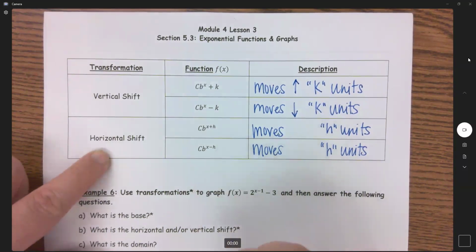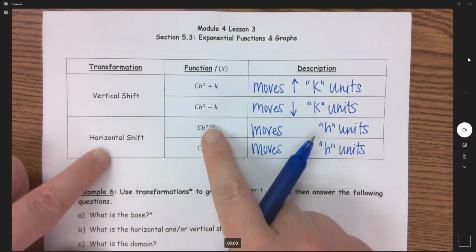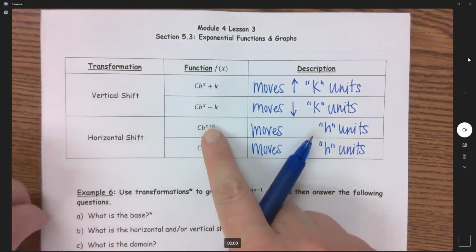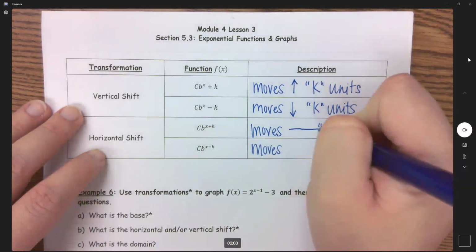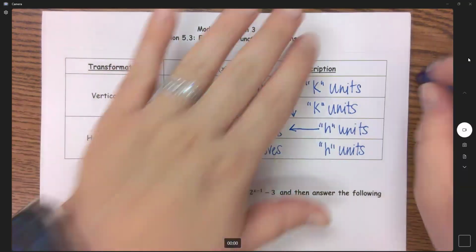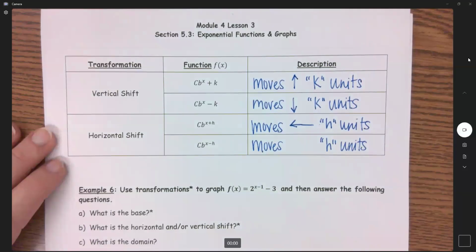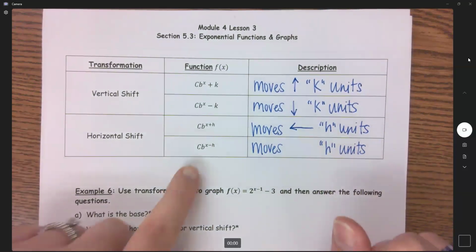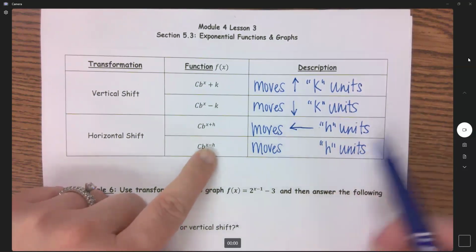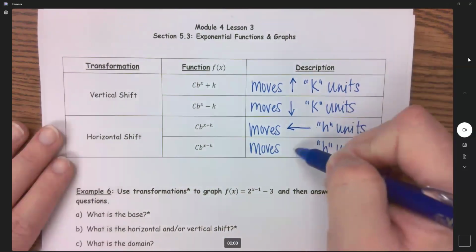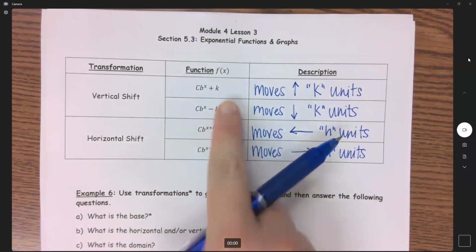Horizontal shifts are opposite of what we think. So when I have c times b, and now in my exponent position is x plus a number, we think of plus as going to the right. This will go to the left, h units. And when I have c times b all to the x minus h, minus we think of as to the left, this one's going to the right. Inside opposite. So inside opposite, outside same.